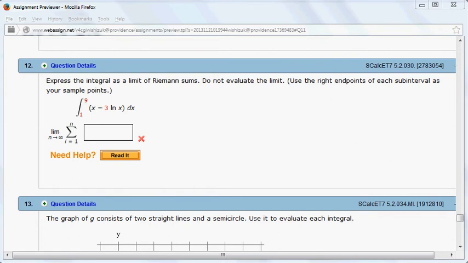Okay, let's look at homework 5.1, 5.2, problem number 12. We want to express this definite integral as the limit of Riemann sums, and it says that we use the right endpoint, so basically the right sum. Alright, so let's do that.